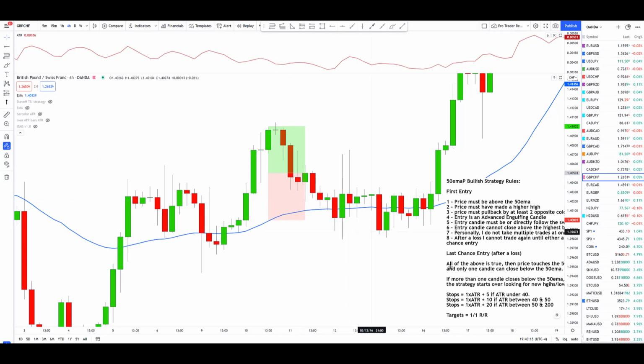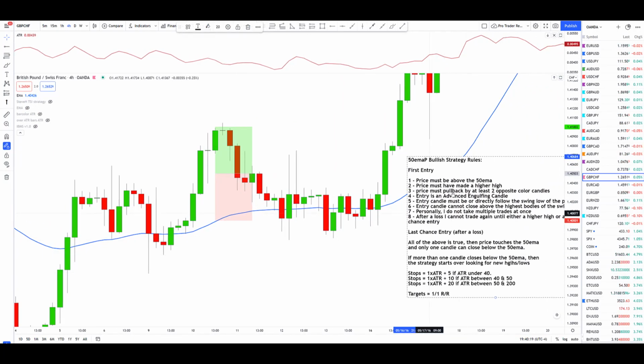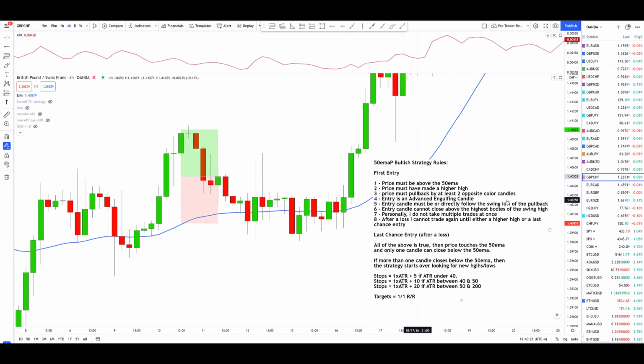So in this case, after a losing trade, we need to see all these rules are still exactly the same. It's literally all the above are still true. We still need to see the entry candle either be or directly follow the swing low. We still need to ensure that we only have one candle or less that closes below the 50 period moving average. And we need to ensure that we at least touch the 50 period moving average.